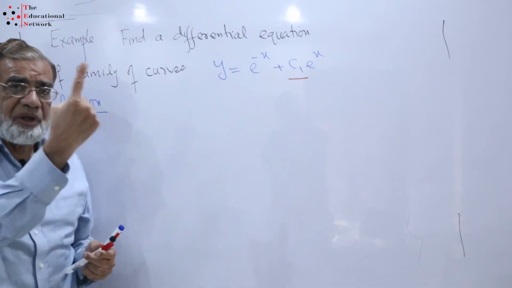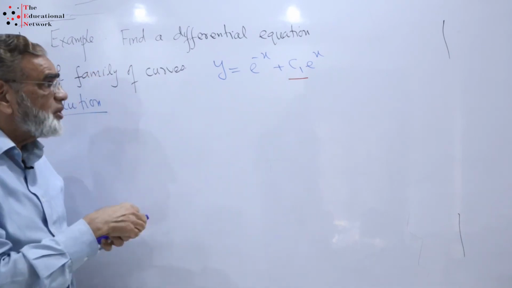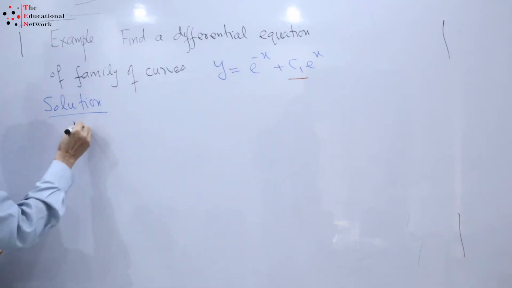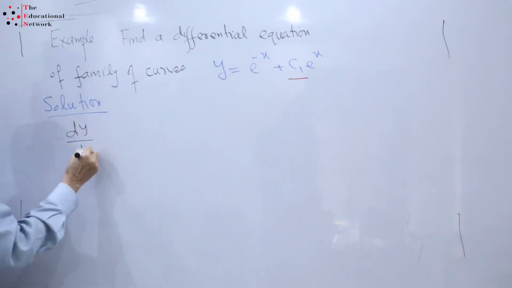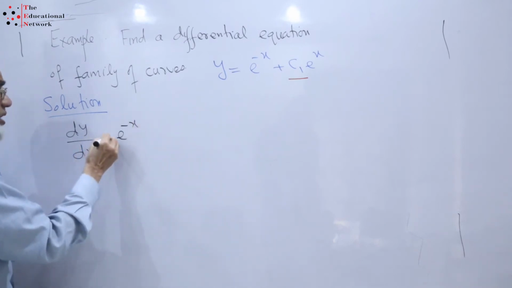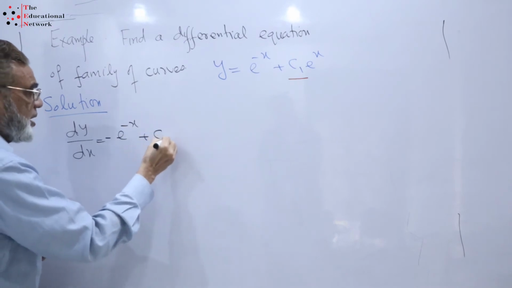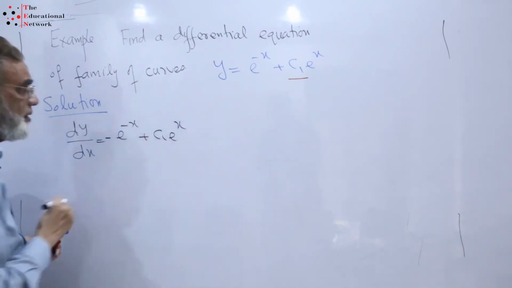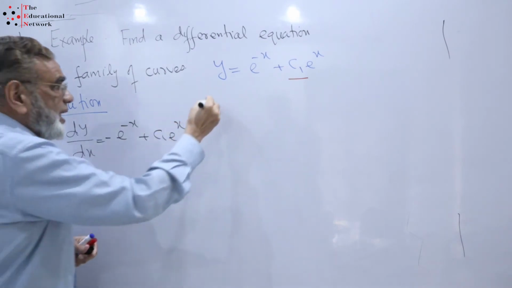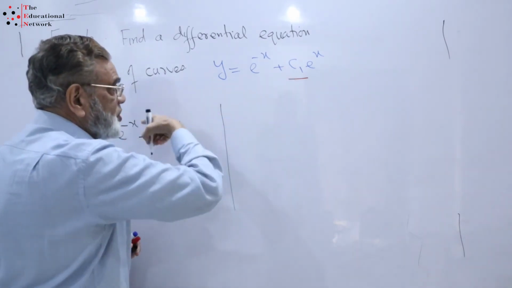So the differential equation is of order 1. We take the derivative of both sides. I can write here simply dy by dx is equal to the derivative of e to power minus x, which is e to power minus x, and the derivative of minus x is minus, plus c1 e to power x. So that's the derivative. Again, I need to replace this c1. So I calculate the value of c1 from here and substitute it here.